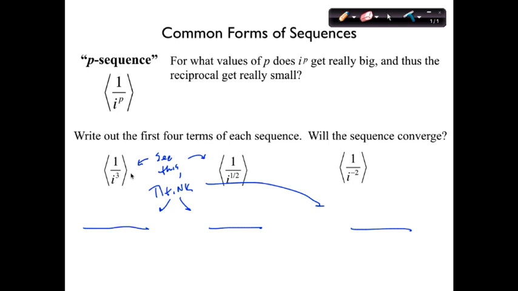I heard 1, 2, and 3. What does p equal for this p sequence? 3, right? The exponent is the p. What does p equal for this one? 1/2. And this one? -2. Okay, so go. You're going to write out the first 4 terms of the sequence. Meaning, what you're writing out is what you would think when you looked at all those symbols. And then we're asking, does the sequence converge or not?